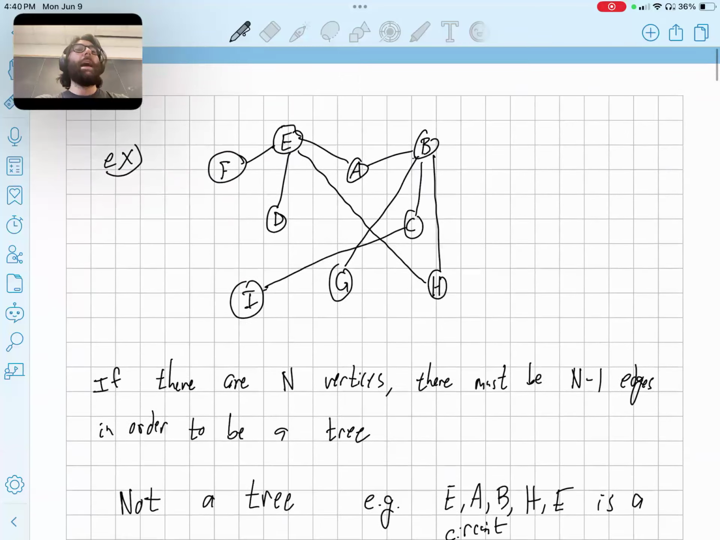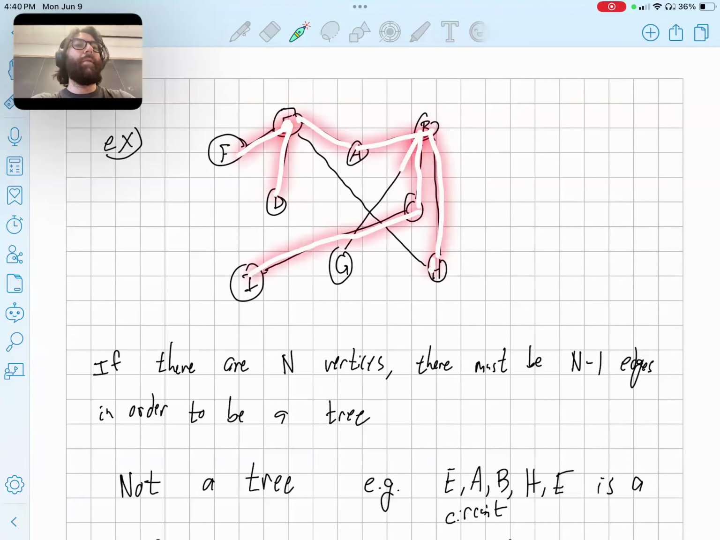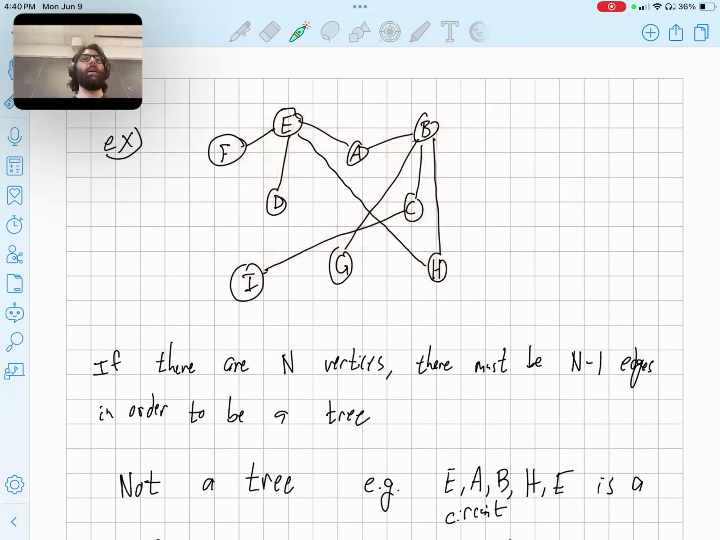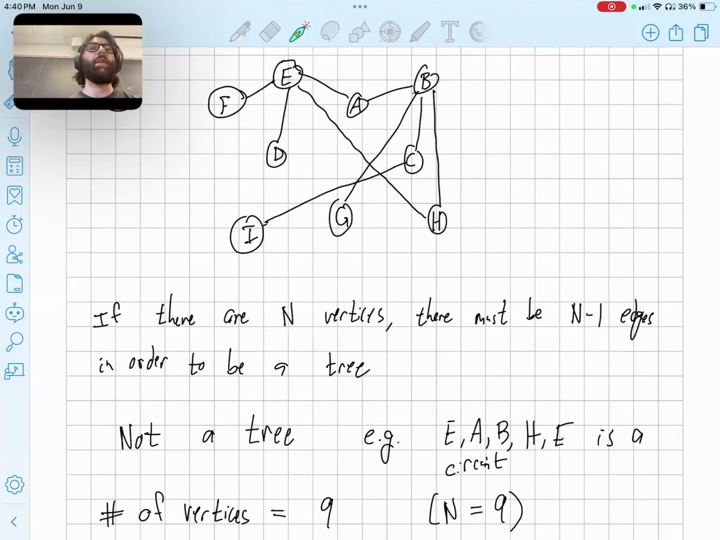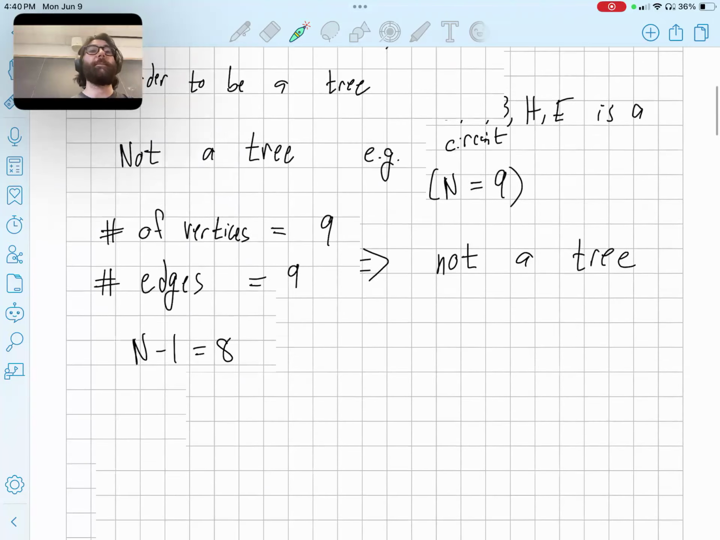Now, I also didn't verify that this graph is connected. It is. So for example, from E, we can get to F, D, A, B, H, and then we could go from B to C, C to I, and from B to G. Okay, and so we can find everything is connected. We can always find a walk from every vertex to any other. So this is not a tree.